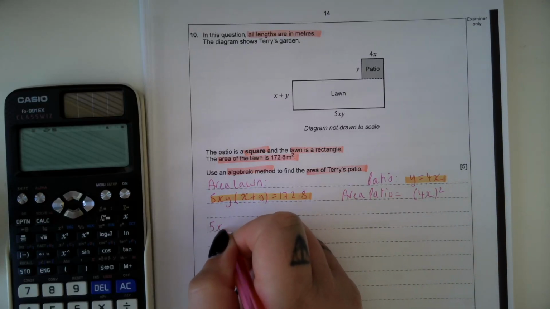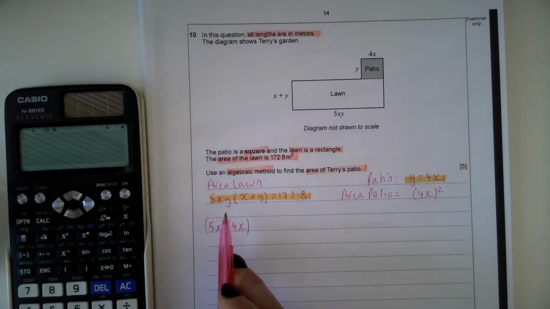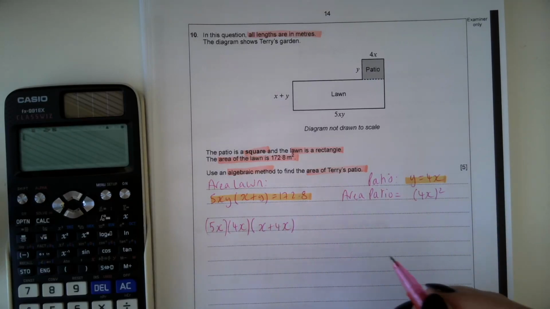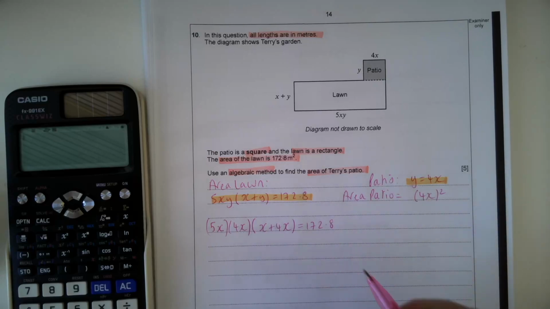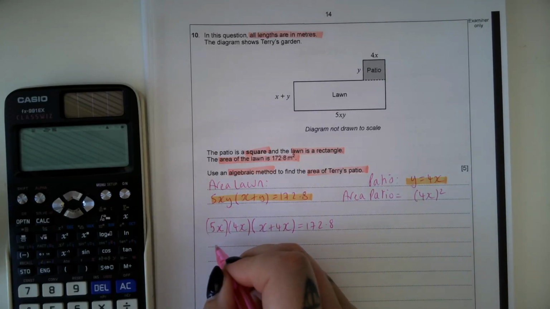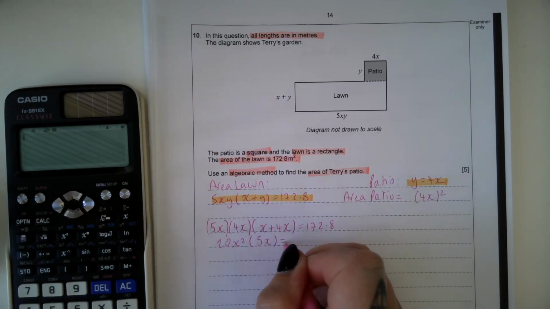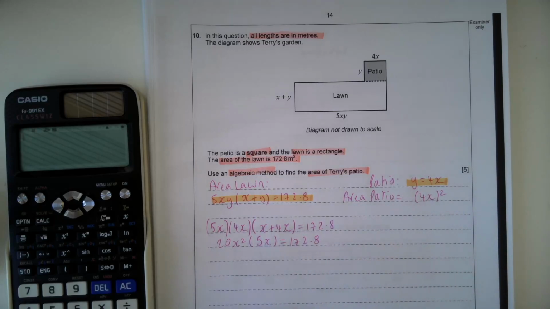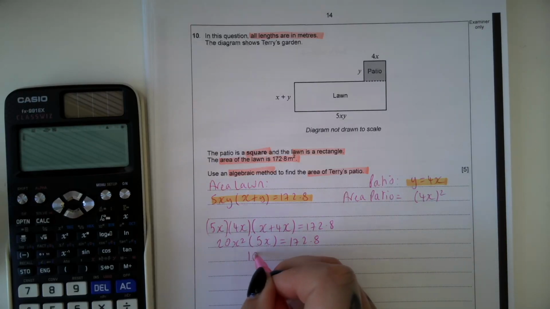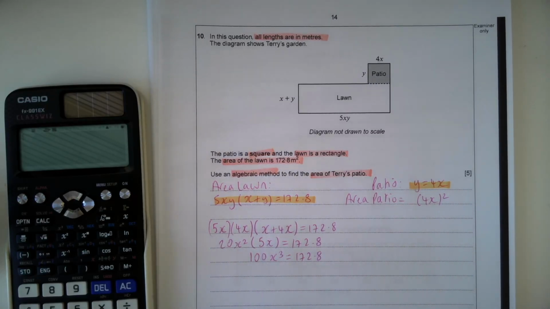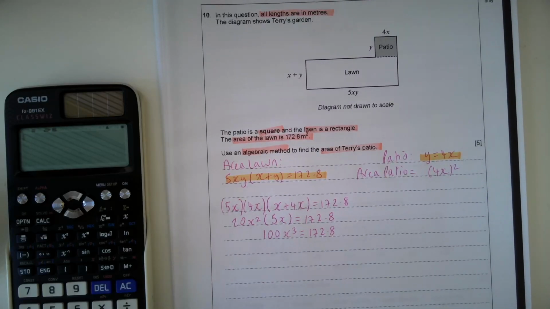So I'm going to substitute that 4x in wherever there's a y here. On the front we've got 5x times 4x, so y is 4x, multiplied by x plus 4x, because y is 4x, which is 172.8. So 5x multiplied by 4x is 20x squared, and x plus 4x is 5x. I'm going to continue simplifying this, because 20x squared multiplied by 5x gives me 20 times 5 is 100, x squared multiplied by x gives me 100x cubed equals 172.8.